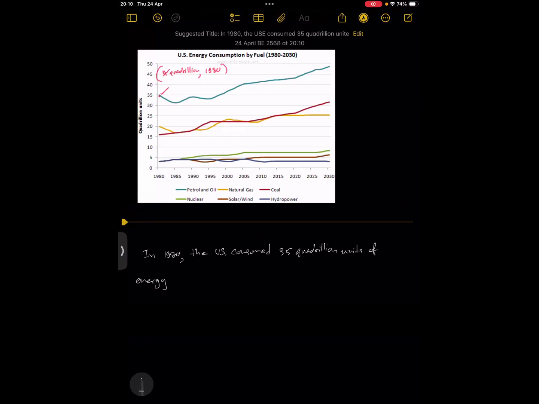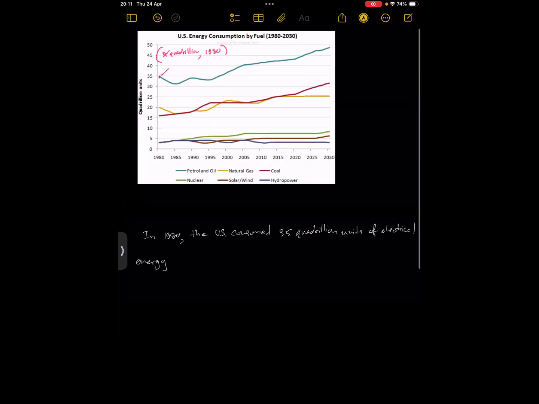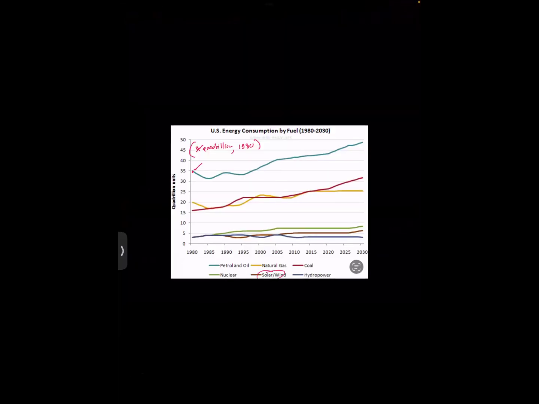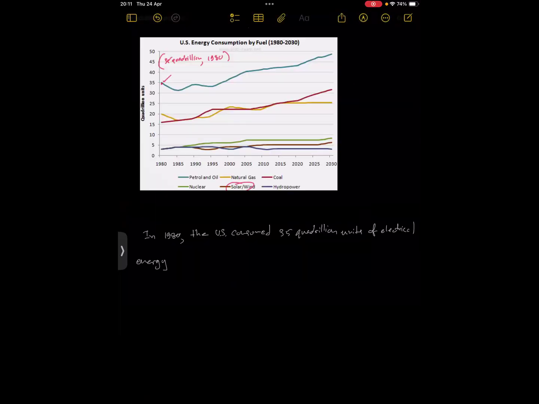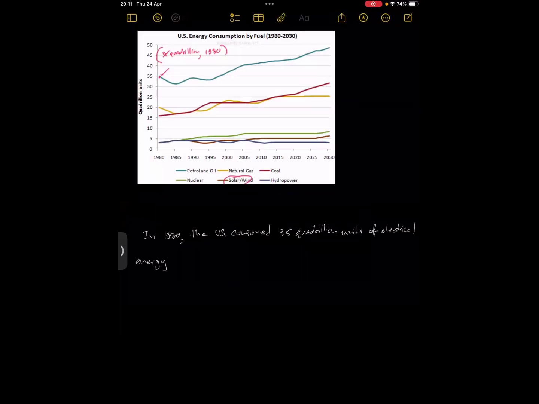It may not be stated here, but it is known that we are talking about electrical energy here, right? Because how did I know? Solar and wind. I mean, you cannot convert solar and wind to any other form of energy other than electrical energy. So that's how I know that they are talking about electrical energy. So in 1980, the US consumed 35 quadrillion units of electrical energy.